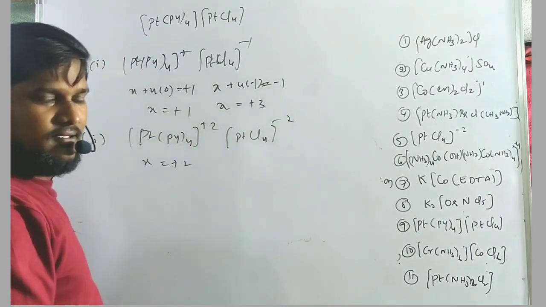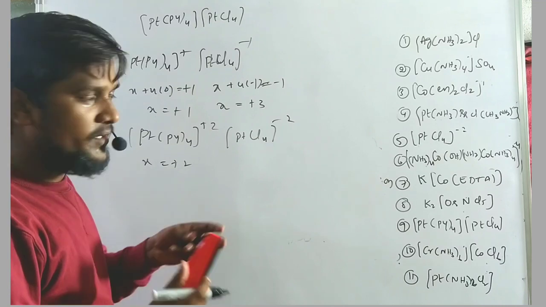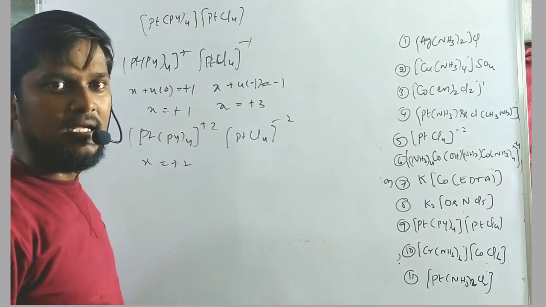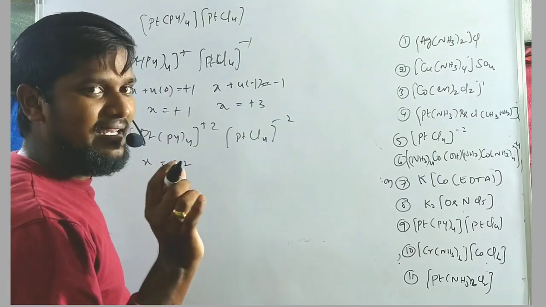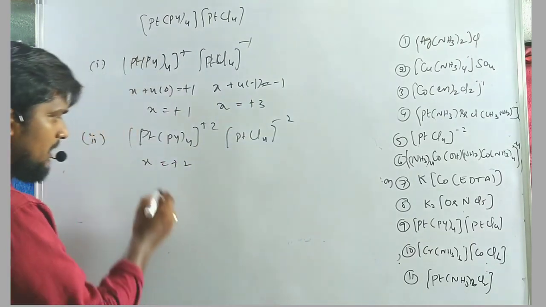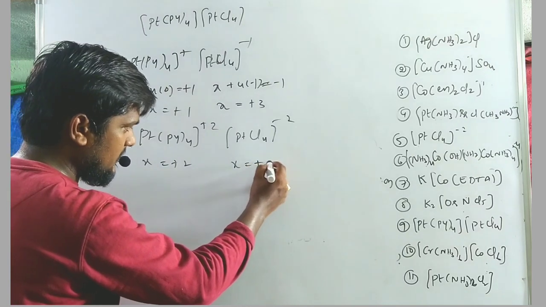You can also calculate in the same manner. Watch the previous video, I'll give the link here: calculation of oxidation state in ligand classification, second part. Now x is equal to plus 2, x is equal to plus 2.